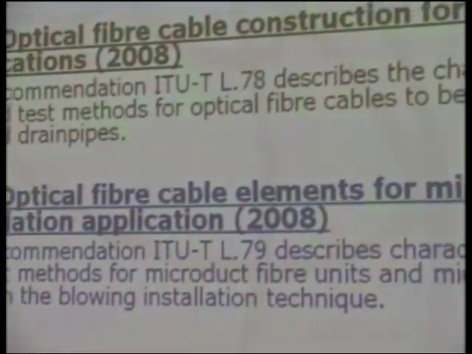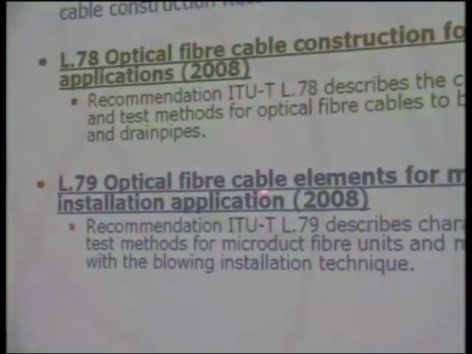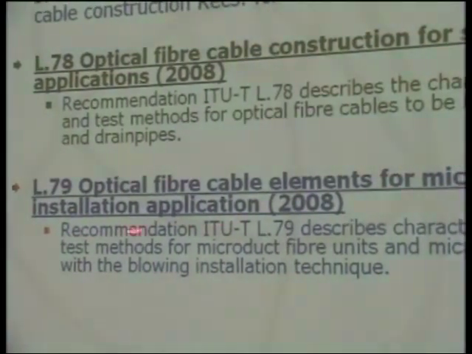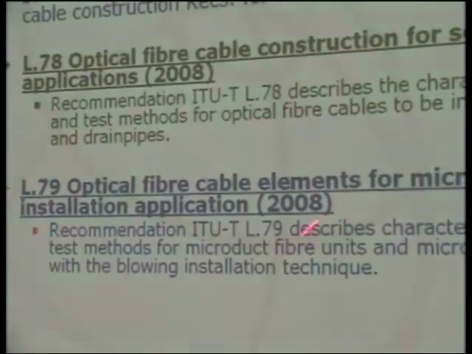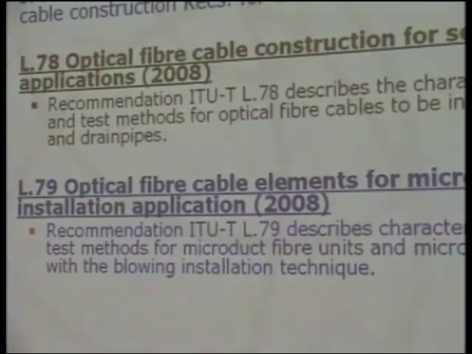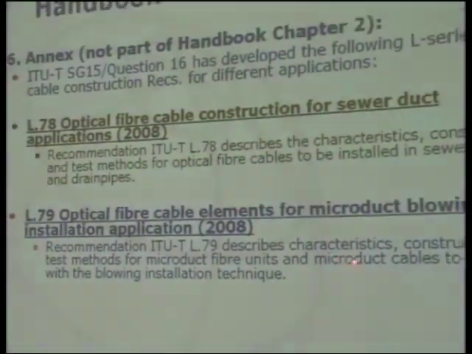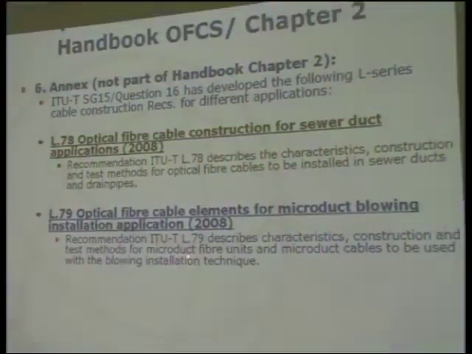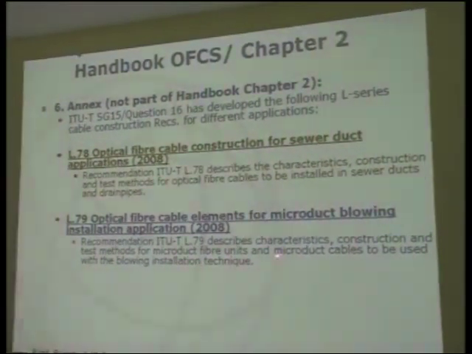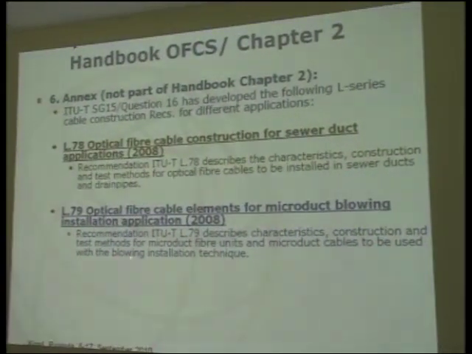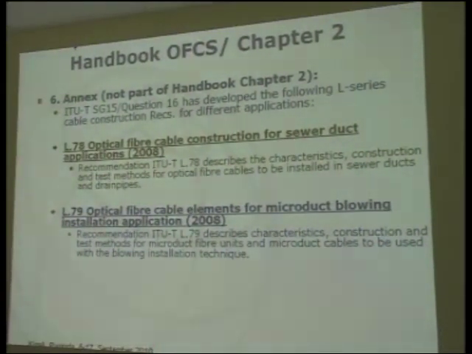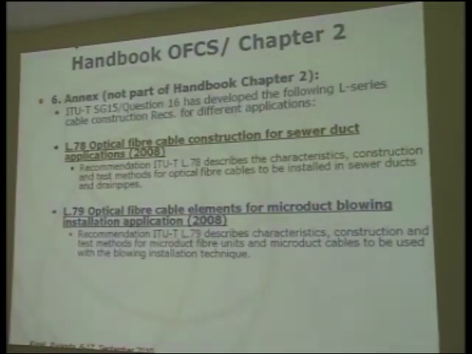Then recommendation L79 is an optical fiber cable element for microduct blowing installation applications. It's dating from 2008, so also a reasonably young document. It describes the characteristics, the construction and test methods for microduct fiber units and microduct cables to be used with the blowing installation technique. This is also a new technique, and later in the course you will find out how blowing techniques work.